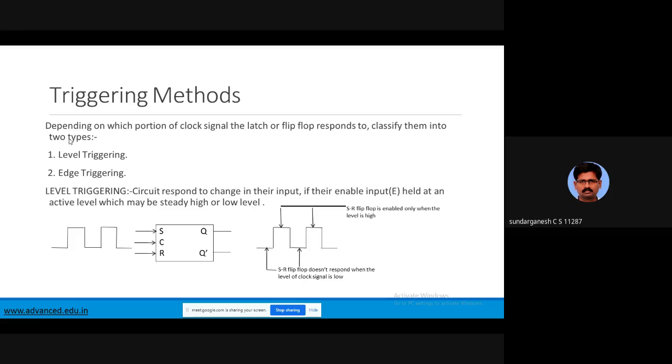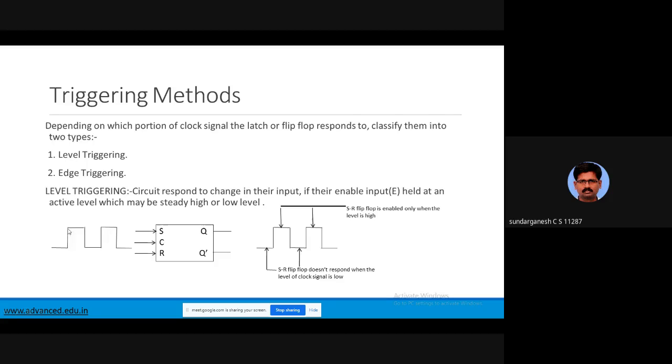Level triggering means, if you look at this signal, it is a square signal. It moves from low to high to low. Here it is moving from low to high. We are calling this portion an edge. Since it is moving from low to high, we are calling it the positive edge. Here it is moving from high to low, so we are calling it the negative edge.